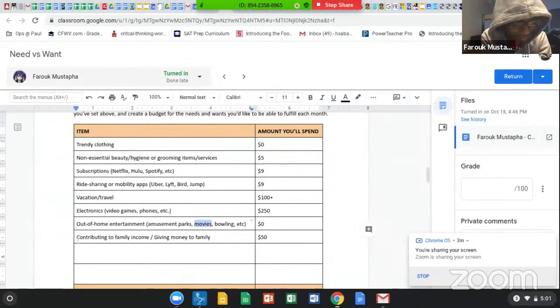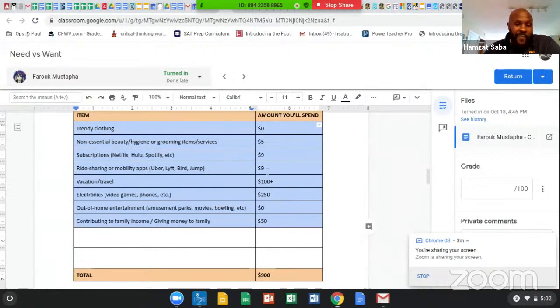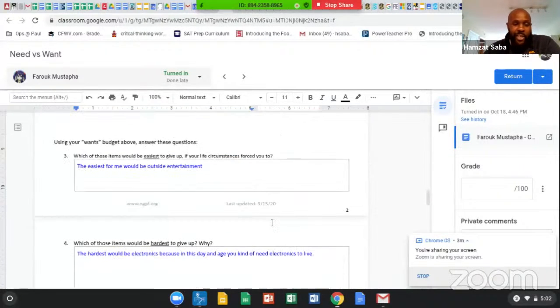And then I like the idea of you giving a contribution to family, or giving money to family per month. Help out the people who helped you, so that's always good. So this is far under what you would actually pay. Your ride sharing would be higher, vacations would be higher, electronics would probably be higher, out of home entertainment would be higher. But good try at the beginning.